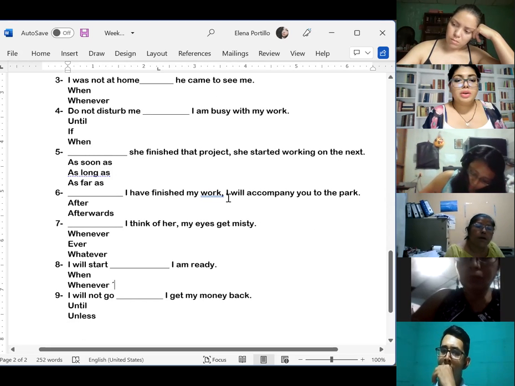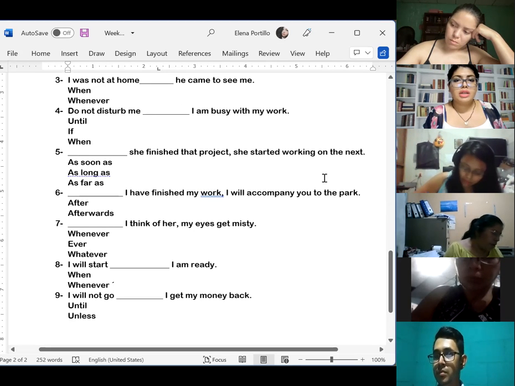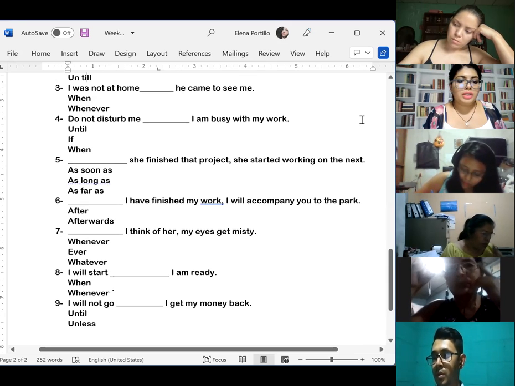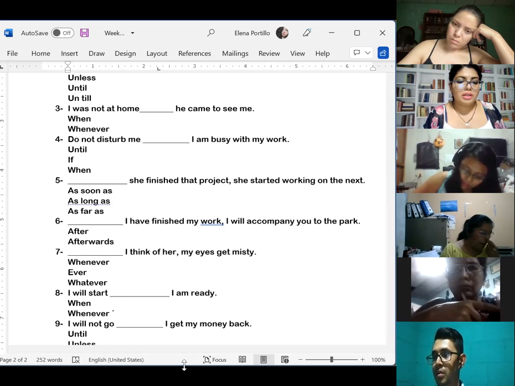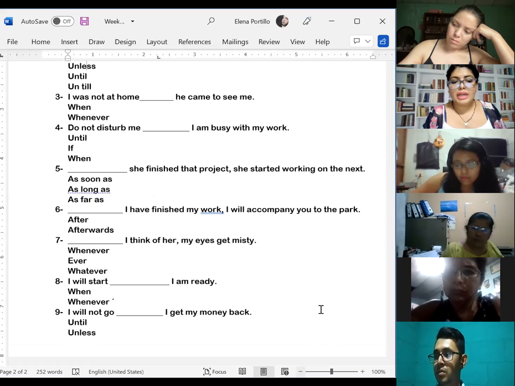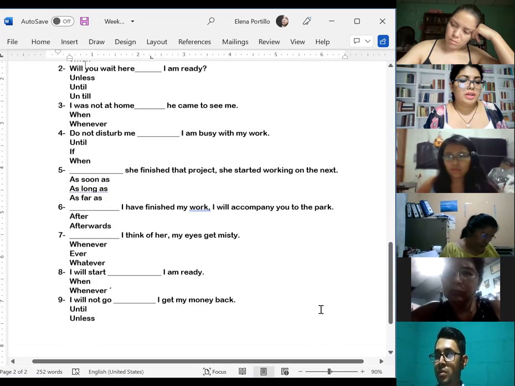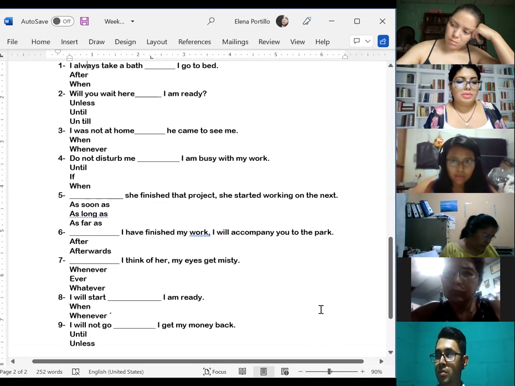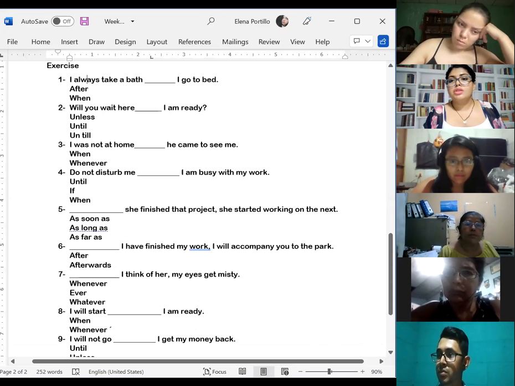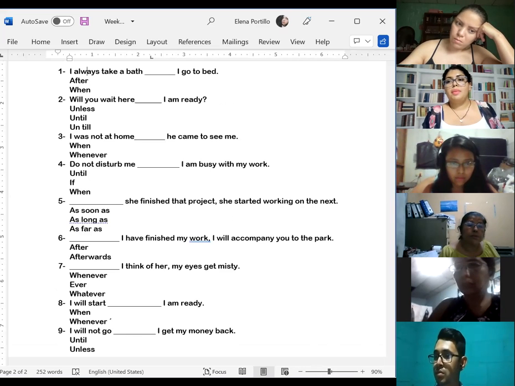So now we are going to read the sentence, decide which one is the best option for these sentences, and then we're going to write the correct answer for each of these sentences that we have here. Let me leave it like this, because we are going to see all of them. So you have time to read and choose your correct answer.